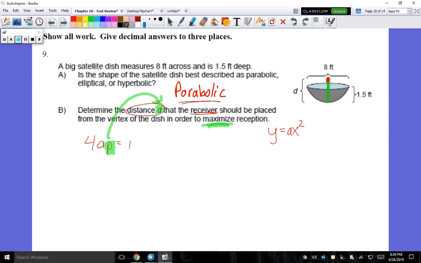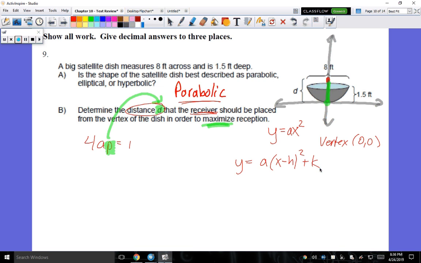And I want to go ahead and make this vertex my origin. Okay, so that vertex is very important because we need to first find this, so then we can see how far away from that vertex we need to put the receiver. Okay, so if the vertex is 0, 0, and we have y is equal to a(x minus h) squared plus k as my standard form, then I know I'm going to put this 0 here for my x value, and I'm going to put this 0 here for my y value.